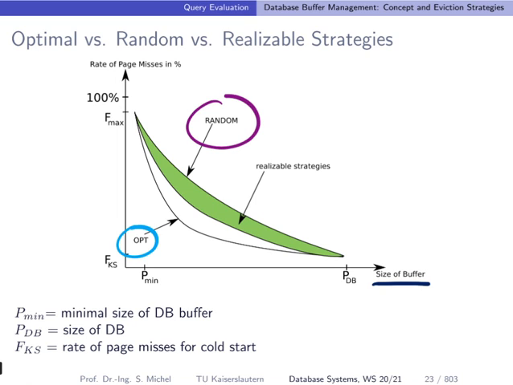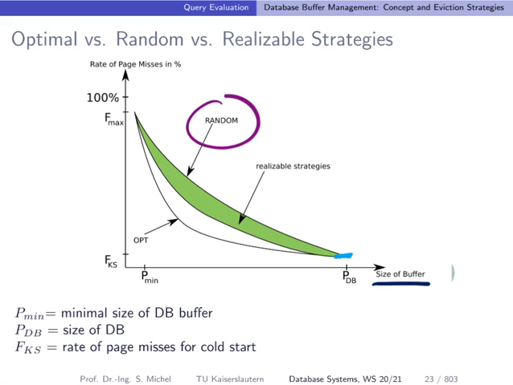Now in this illustration you see some funny situations because on the x-axis here you see the size of the buffer, and this point here depicts the case that the buffer is as large as the database is. And now you could ask yourself, why is it happening that this one, so the miss rate at this point, is not 0?